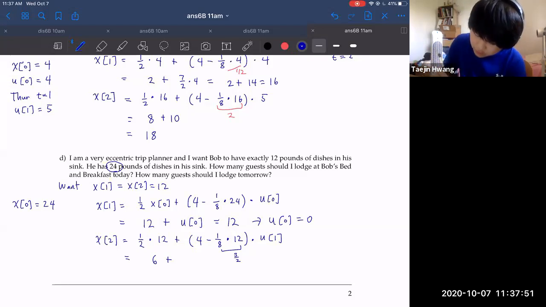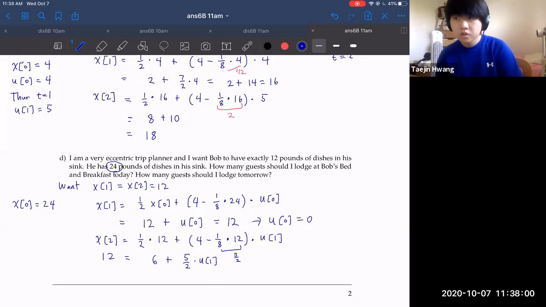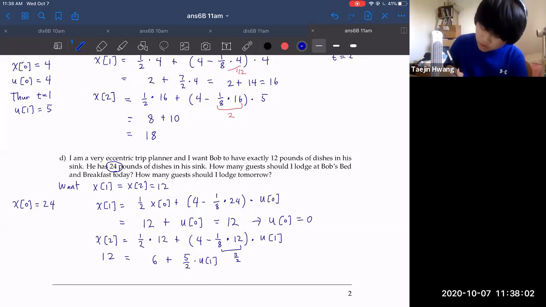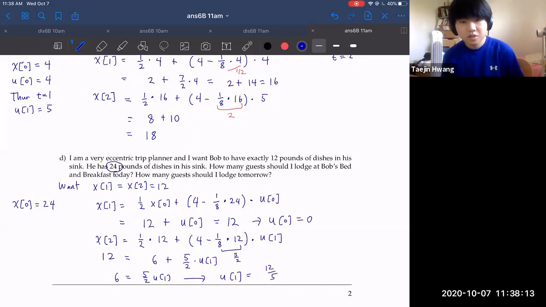And if we subtract 4 from 3 over 2, that's going to be 5 over 2 times u of 1. And again, we want this to be equal to 12. So this tells us that 6 is equal to 5 over 2 u1, which means that u1 is equal to 12 over 5. And I think in this fictitious universe, we're going to assume we have a fractional number of people, even though it's not technically possible.